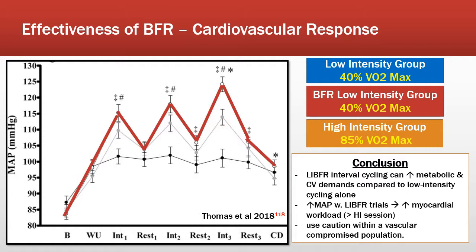The low intensity interval cycling can increase metabolic and cardiovascular demands compared to low intensity cycling alone. Increases in MAP with the low intensity BFR trials lead to increased myocardial workload greater than high intensity sessions. Use caution with a vascular compromised population, hence the increase in both the resting diastolic pressures compared to the high intensity groups, as well as the MAPs.